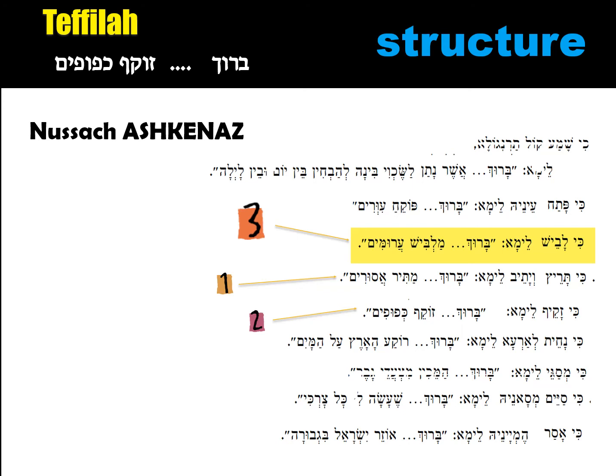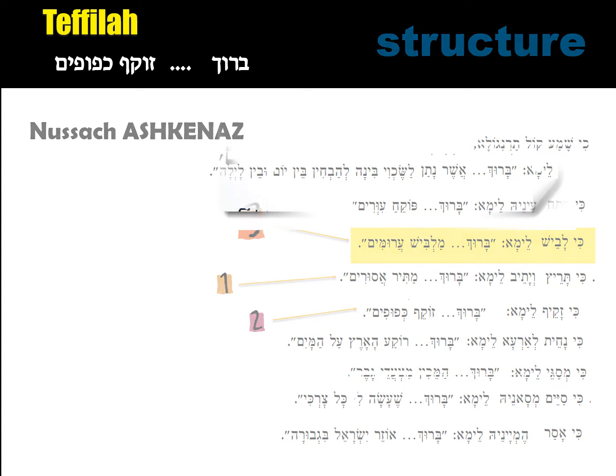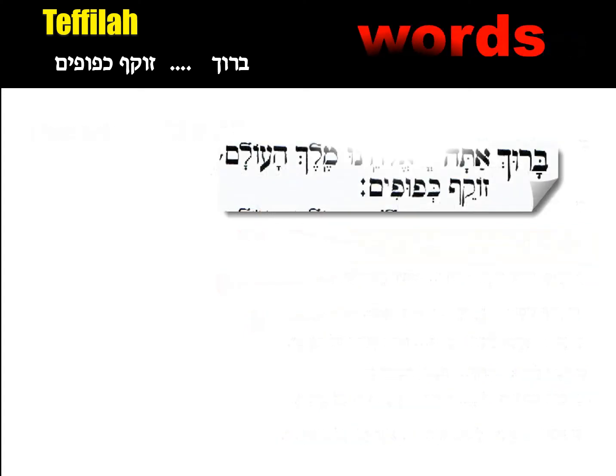There are multiple difficulties in understanding the sequence of the Nusach Ashkenaz, which will be discussed elsewhere, Yirtzeh Hashem. I happen to be more partial to the Nusach Ari sequence, which will be the focus of these panels, in which Zokef Kefoofim follows that of Matir Asurim.